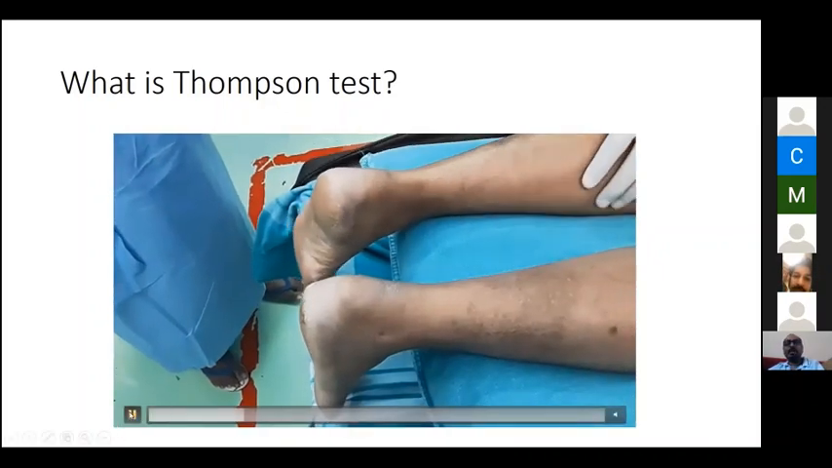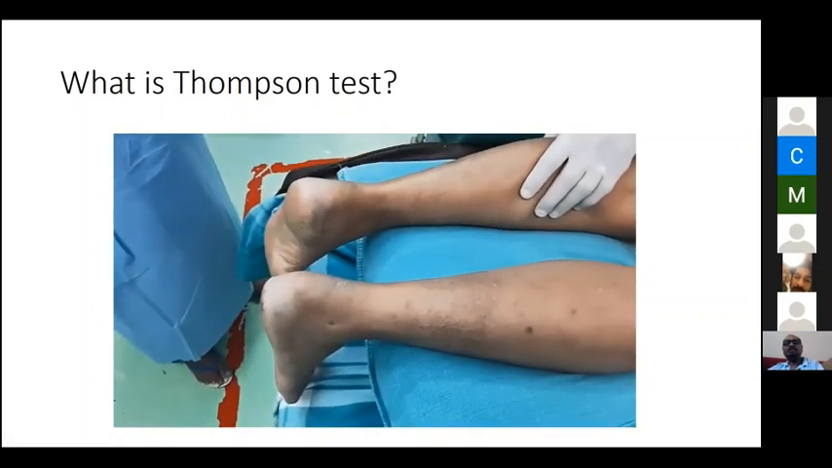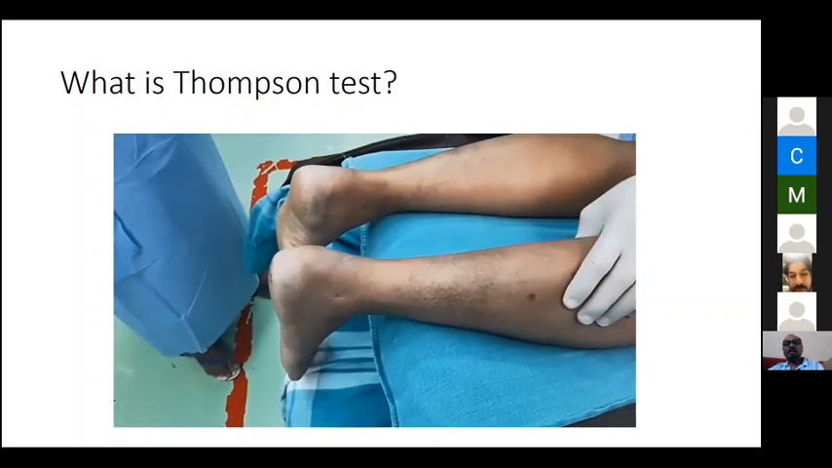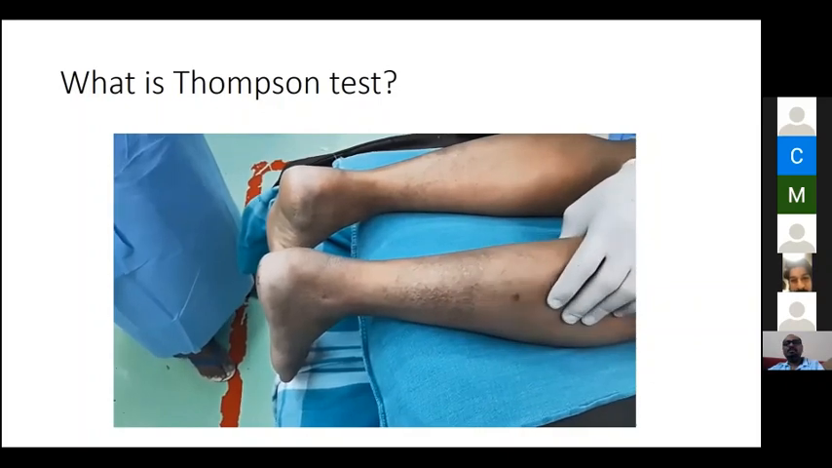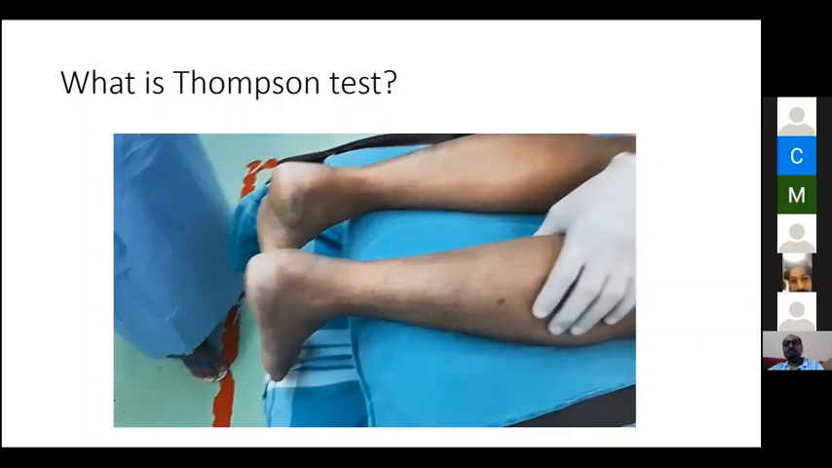So this is how the Thompson test is practically done. You can see my hand, I'm squeezing, and the foot goes into plantar flexion. And here there is no continuity of the Achilles, and that is why this is not functioning. So this is the Thompson test, fine? Right. Yes, sir. Thank you.